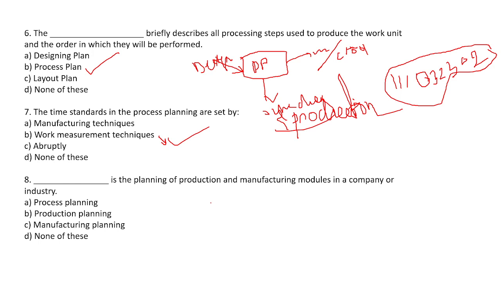It requires careful planning and coordination of different elements of the production process, including design, procurement, manufacturing, quality control, and distribution. That is the reason it specifically refers to the planning of production and manufacturing modules in a company or industry. So the correct option is production planning, the planning of production and manufacturing modules in a company or industry, right?